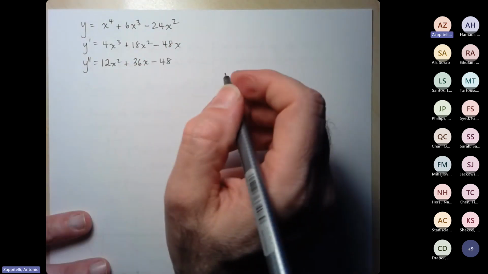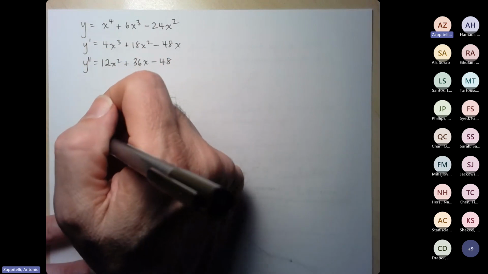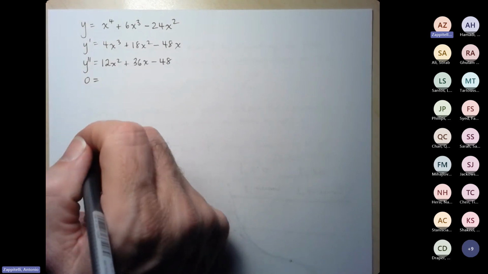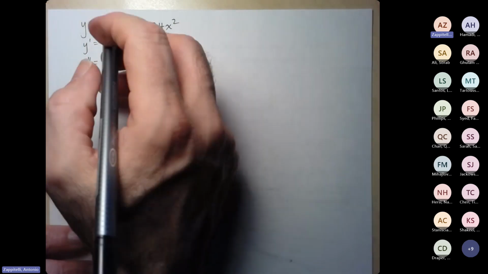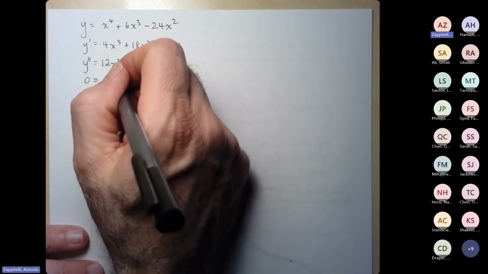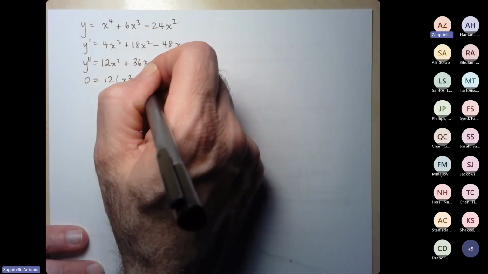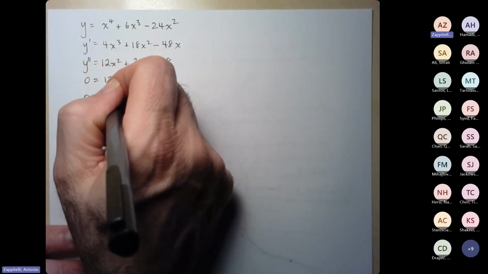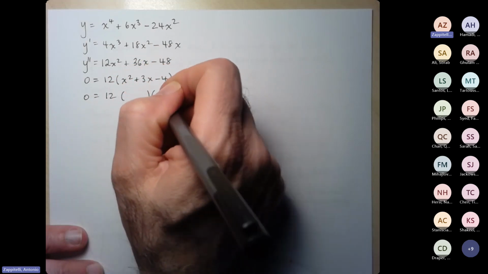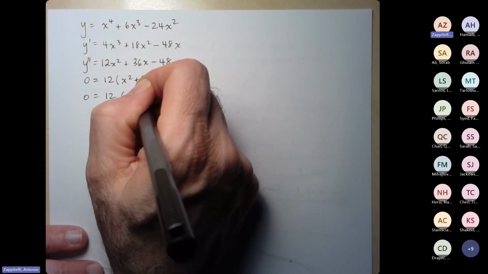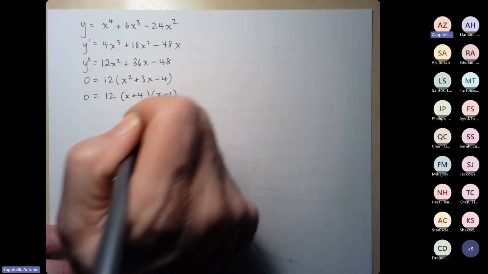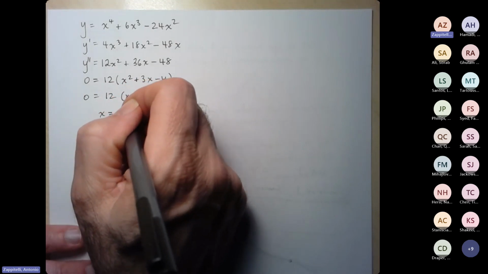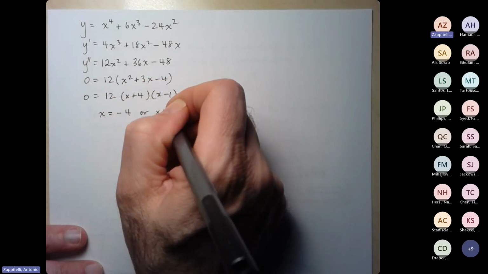Now, because I'm looking for the sign of the second derivative and where it's equal to 0, we'll set that second derivative equal to 0. And here, well, there we go. We can factor out the 12. What do we have? x squared plus 3x minus 4. And this looks like it's going to be a nice one, because here we've got x plus 4 and x minus 1. So that means our zeros are x equals -4 or x equals 1.